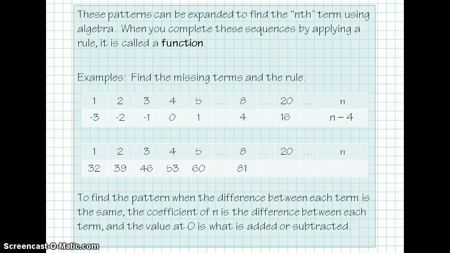Then I'm going to take whatever the number before my first term would be. So if I'm starting off with 32, the term before that would be 32 minus 7, which would be 25. So that's going to be my starting value. So my rule, my function, is going to be 7n plus 25. Now that I know my rule, I can plug in 20 for n, and I get 7 times 20 is 140. 140 plus 25 would be 165.